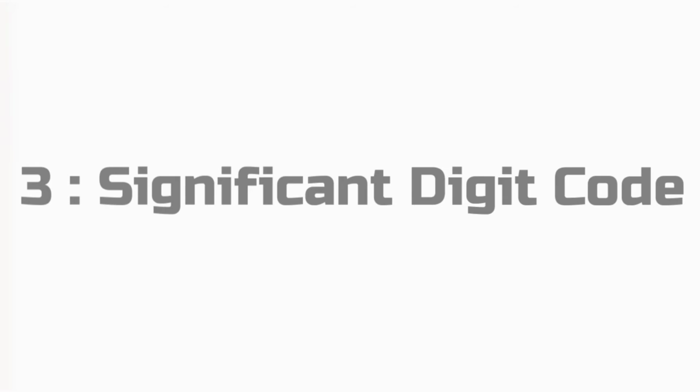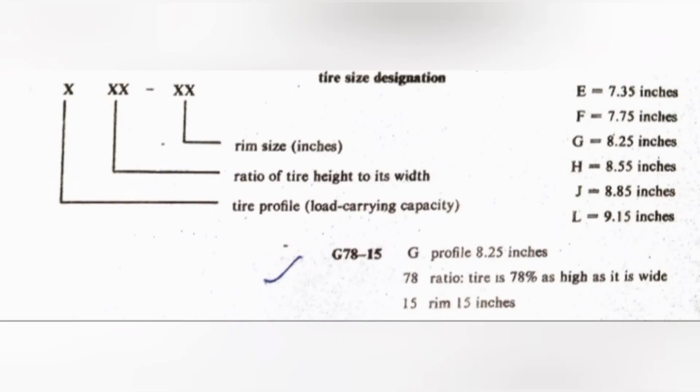Third one, significant digit code. A third common code is a significant digit code. It is a numeric code in which the numbers describe a measurable physical characteristic of the item. The characteristics may be weight, size, length, capacity, time, or any other physically measurable attribute that is part of the code plan. This figure gives an example of the code plan for the tire size.